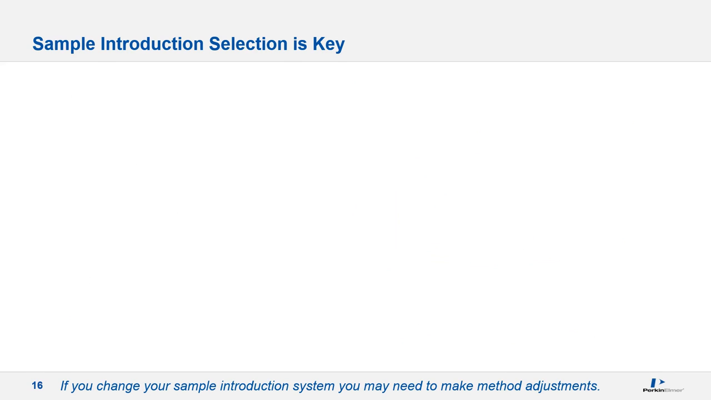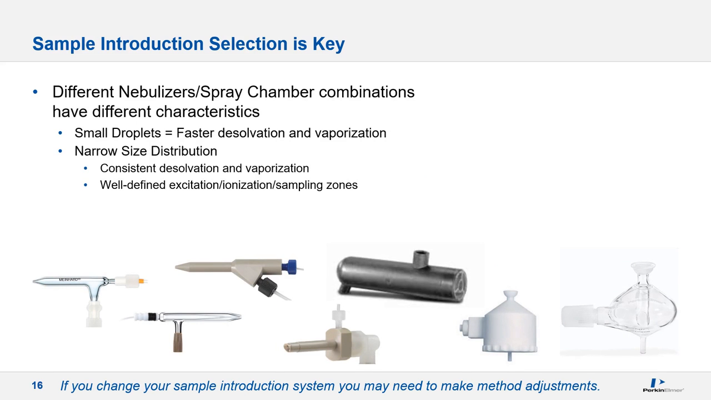Keep in mind that different nebulizer and spray chamber combinations will have different characteristics. There are numerous combinations possible, as the photos at the bottom of this slide indicate. You also need to make sure that your nebulizer and spray chamber are compatible with your sample matrix. For example, if you have hydrofluoric acid present, you generally can't use a glass sample introduction system.